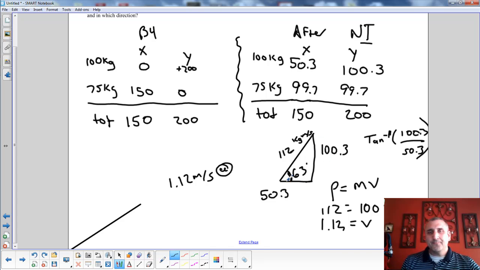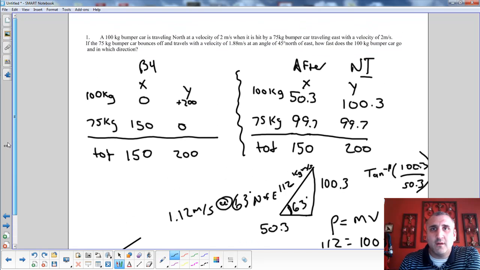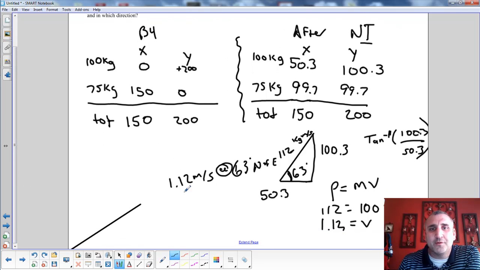So there you go. There's your final answer, 63 degrees north of east, technically. But if you just draw a triangle, I'll be able to figure out what you're using for the angle. So we know one car is going 1.88 meters per second, and the other car is going 1.12 meters per second at 63 degrees north of east.